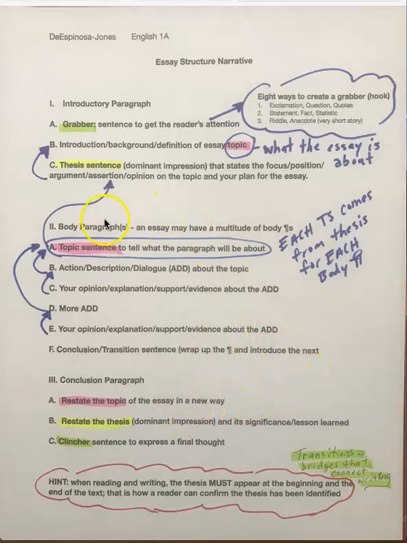So let's go in. You can have as many body paragraphs as you need. For English 1A students, your papers are 4 to 6 pages long, so of course you're going to need multiple paragraphs to prove whatever point you're making.